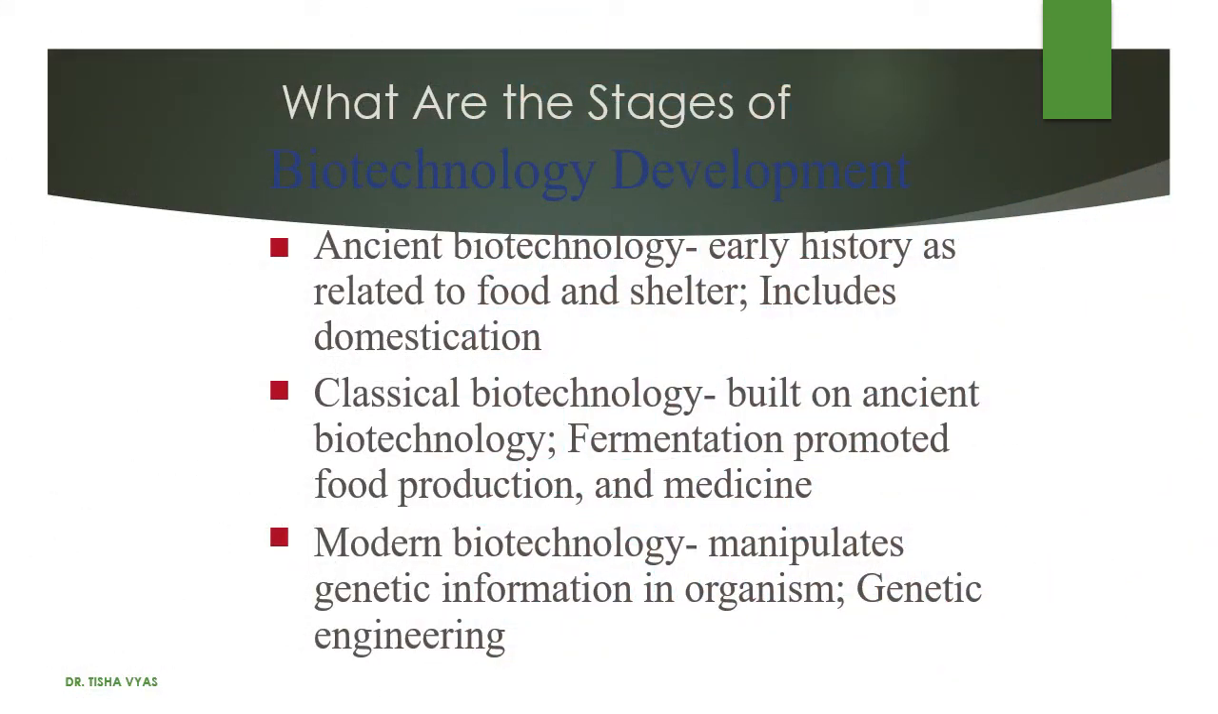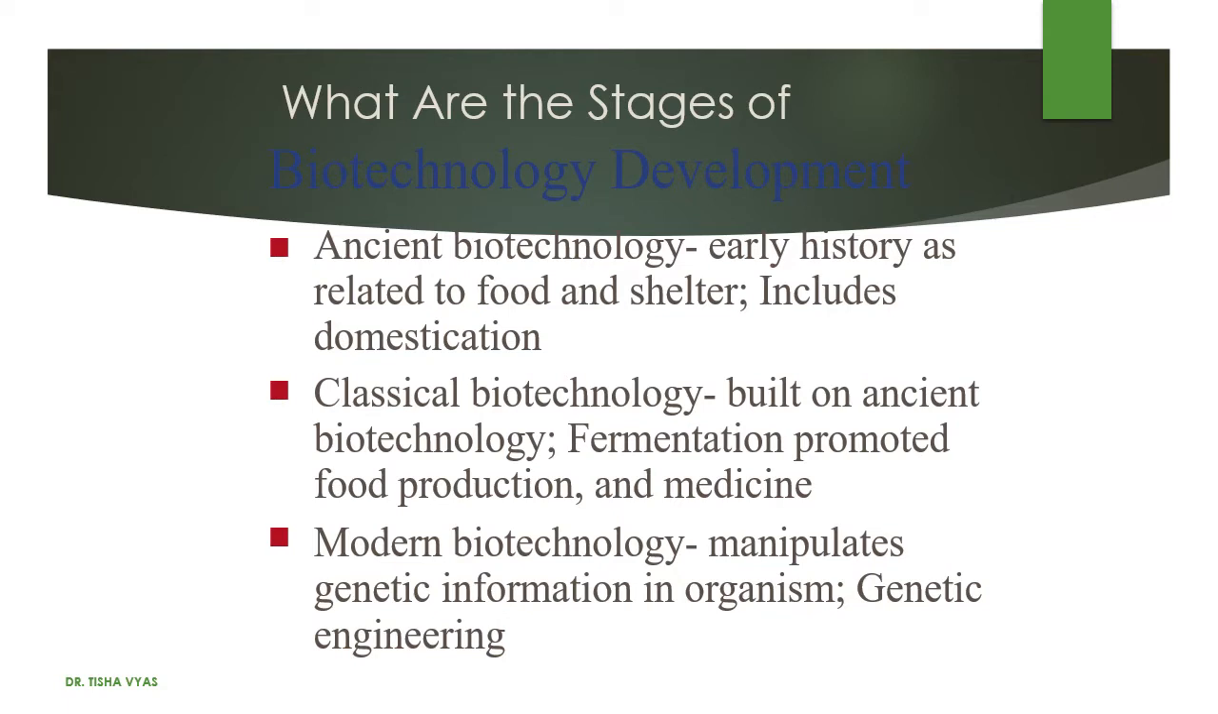Today we are going to have a look at the second part of the history of biotechnology. So let us have a look at the different stages that took place in the development of biotechnology. There are three stages. The first one, ancient biotechnology, is the early history that is related to food and shelter, which also includes domestication.